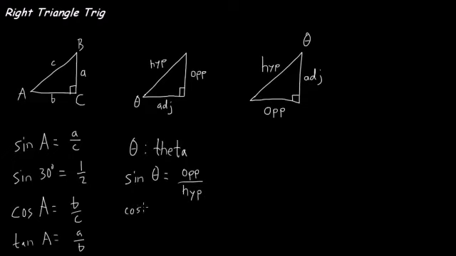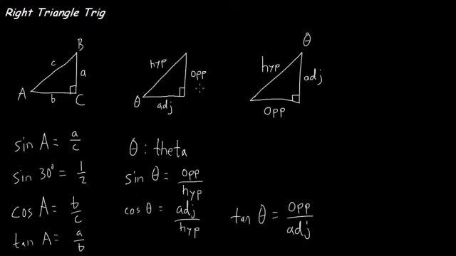Cosine theta is adjacent over hypotenuse. And tangent of theta is opposite over adjacent. Now if you compare these formulas with the formulas here and note that angle A is equal to angle theta in this case, you'll notice that all these formulas correspond.